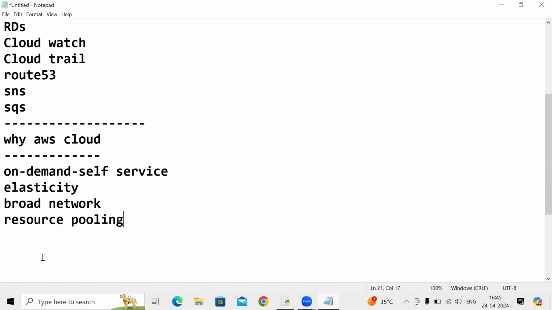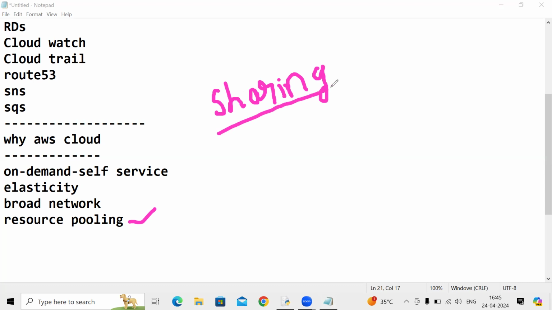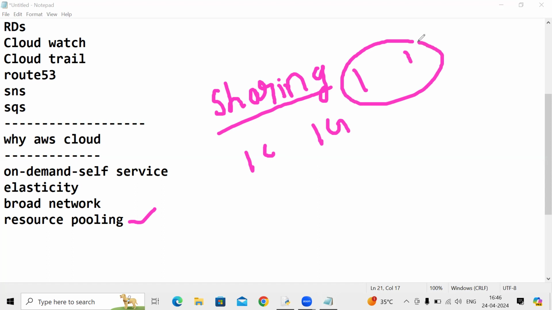Resource pooling, guys. Resource pooling is nothing but sharing. Suppose you are using one server with 2 CPU and 2 GB, but you are only using 1 CPU and 1 GB, and you have the remaining 1 CPU and 1 GB. If you want to share this configuration with others, you can easily share.